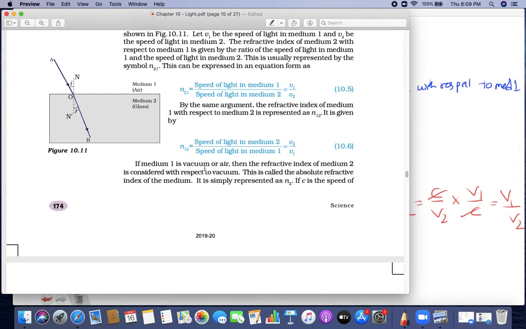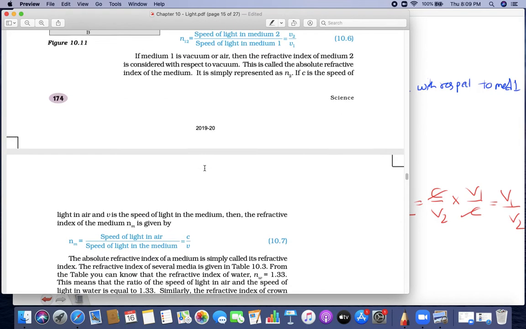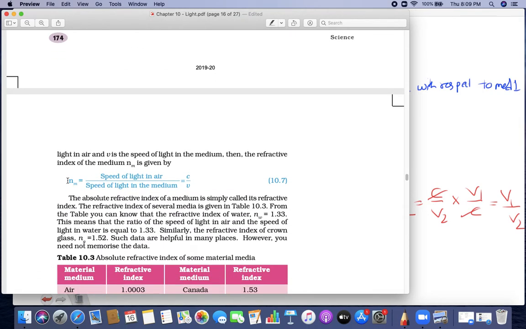Okay. And as I said, when you are talking about only one medium, then you have to talk about absolute refractive index, that is N is equal to C by V. And what is C? C is the speed of light in vacuum, right? Somebody asked, what is the speed of light in air? See, it makes a very small difference. So usually we take the speed of light in air or vacuum as the same. What is that? 3 into 10 raised to 8 meter per second.